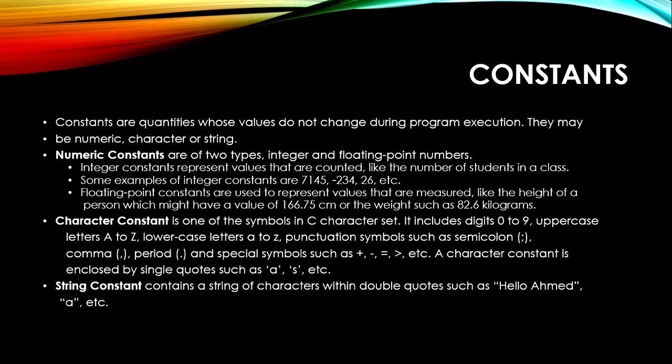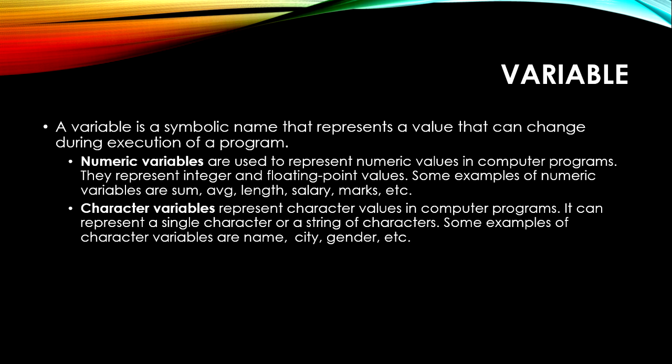The next constant is the character constant, which is one of the symbols in the C character set. It includes digits 0 to 9, uppercase letters A to Z, lowercase letters a to z, punctuation symbols such as semicolon, comma, period, and symbols such as plus, minus, equal sign, less than. A character constant is enclosed by single quotation marks, such as 'a'. A string constant contains a string of characters within double quotation marks, such as "Hello Ahmed" and "a" are examples of string constants.